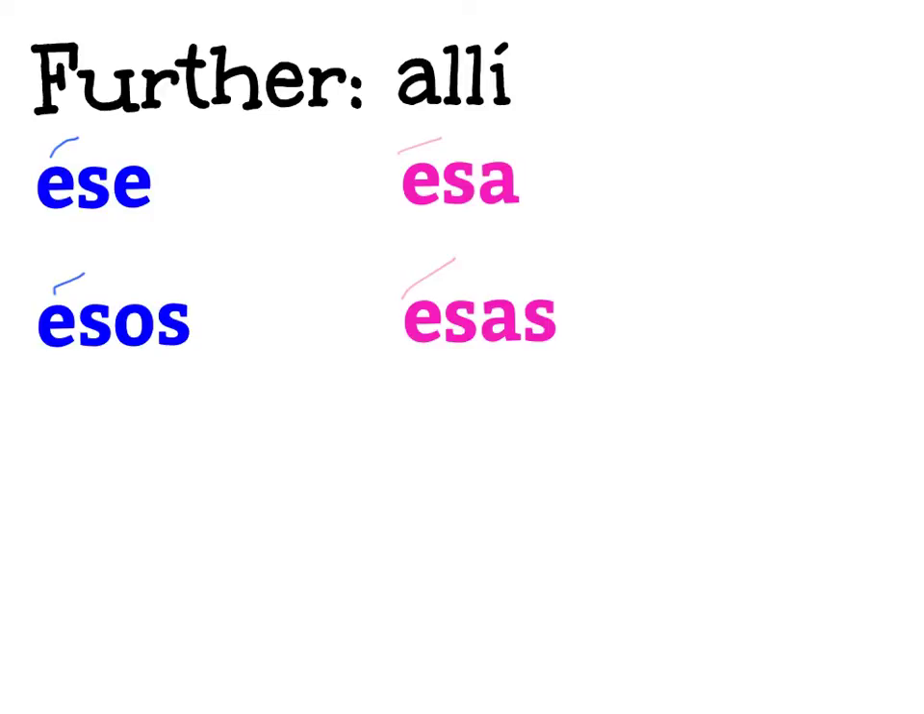Okay, so this is using the that and those, the T's. So we've got ese, esos, esa, esas. Like for instance, if I'm saying that flower is pretty, as in that flower, allí, there, is pretty. So I'd say esa es bonita, because la flor. So that is pretty. Esa es bonita.